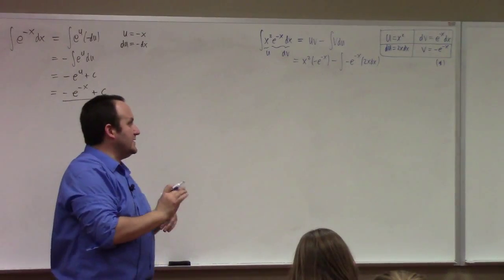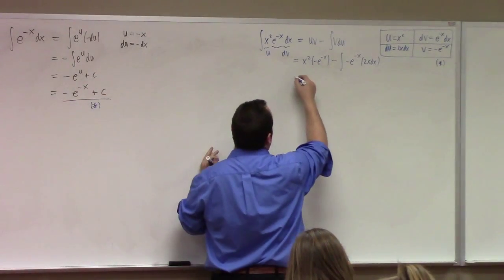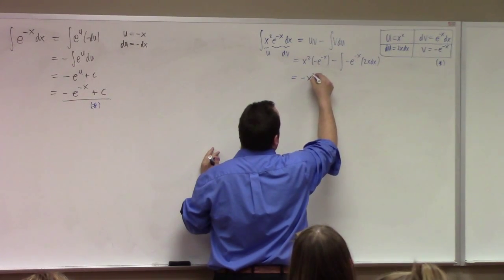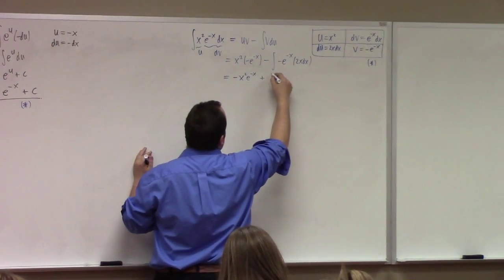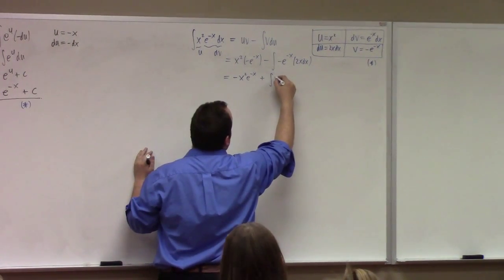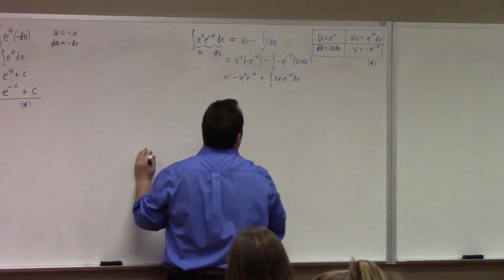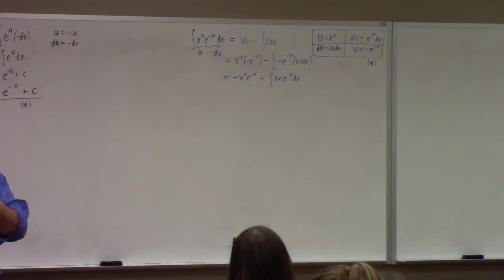I find it helpful to clean up the minuses at this point in the calculation. So let me do another step. I'm just doing bookkeeping on the minuses. So I've got minus x squared e to the minus x plus the integral of 2x e to the minus x dx. Everybody with me so far?